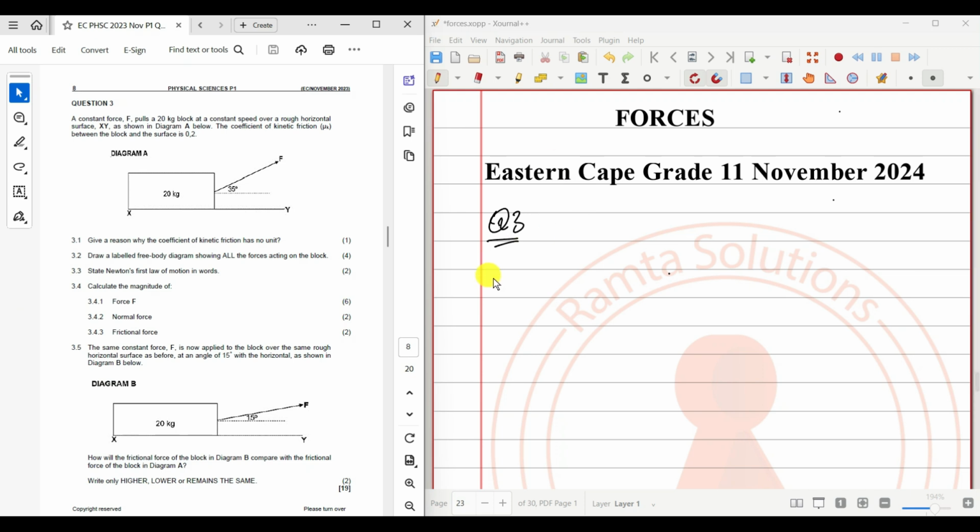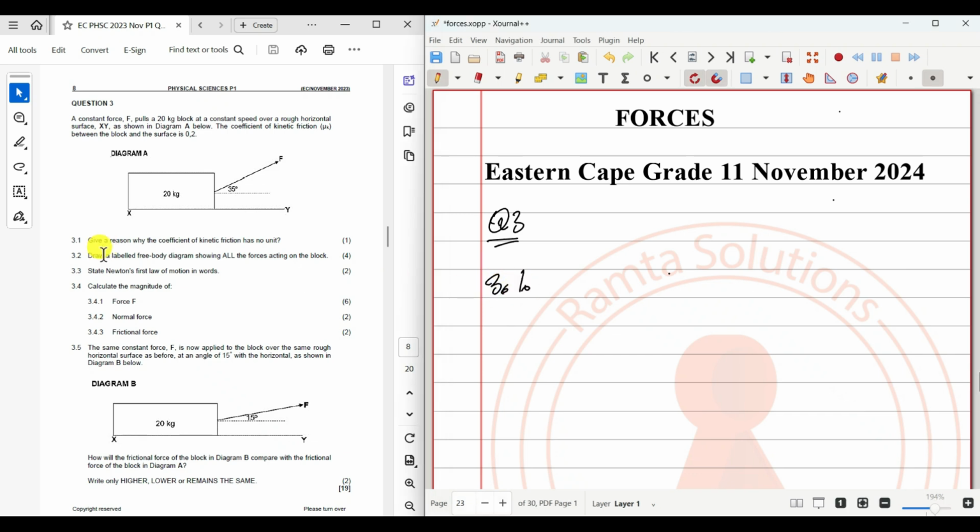Now, question 3, a constant force F pulls a 20 kilogram block at a constant speed over a rough horizontal surface XY. This means we are expecting a frictional force, as shown in diagram A below, okay? The coefficient of kinetic friction, see what I said? The coefficient of kinetic friction between the block and the surface is 0.2. Perfect.